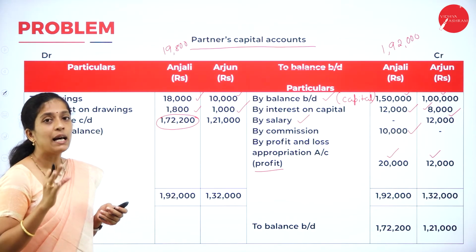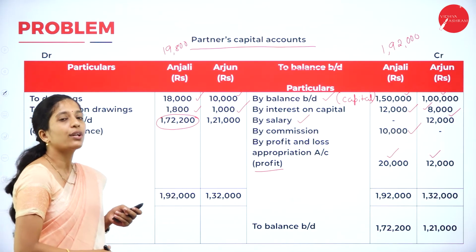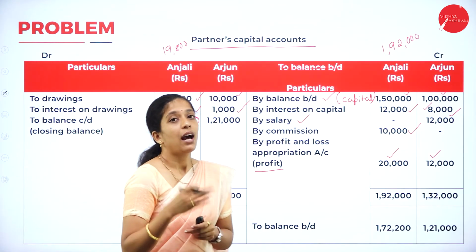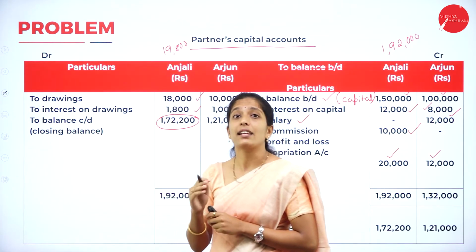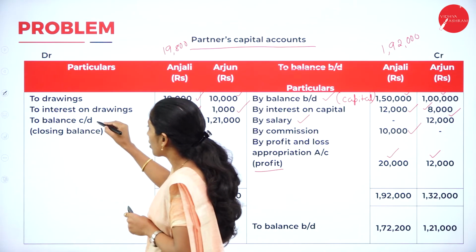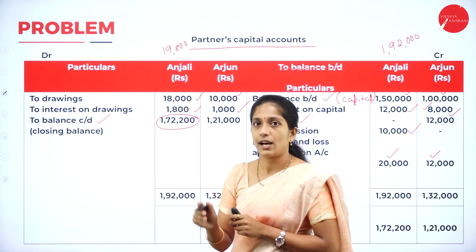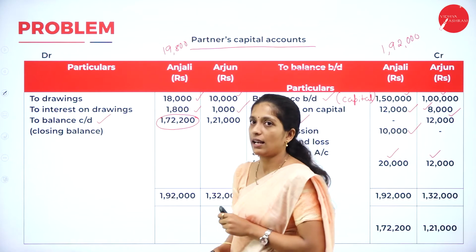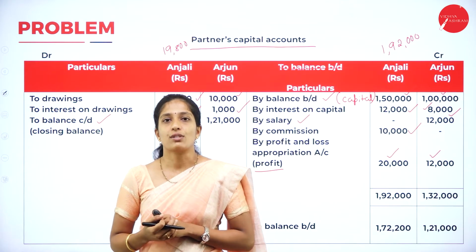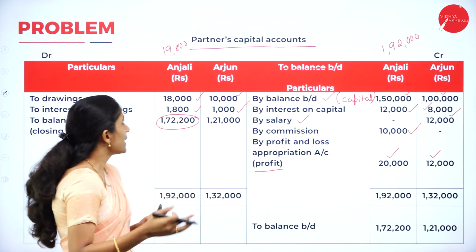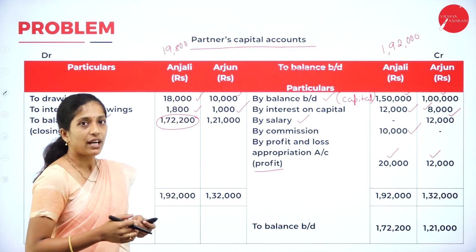1,72,200. So this is the balancing figure. Now how to record your balancing figure? As to balance carried down. So you have to record it as to balance carried down, and this is the closing balance, 1,72,200. Now in the same way, calculate that of Arjun.